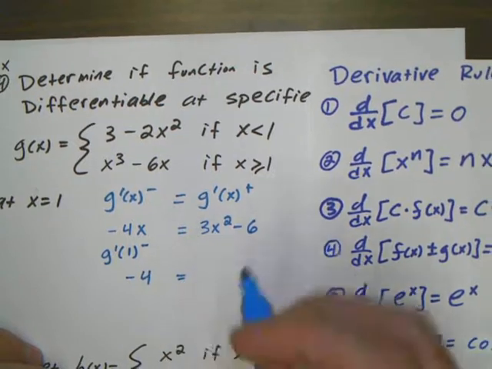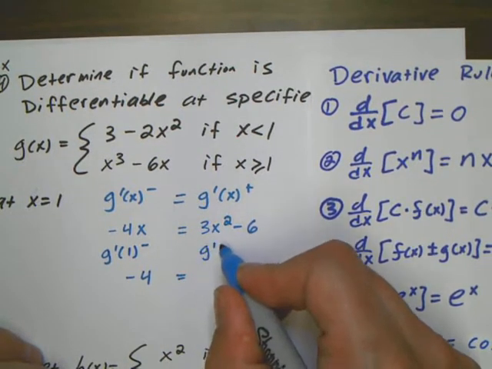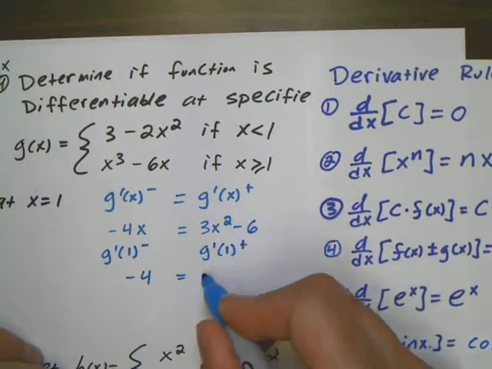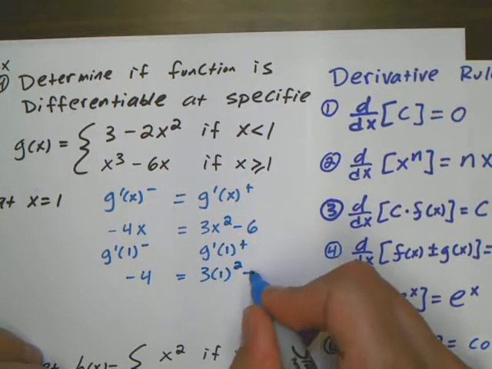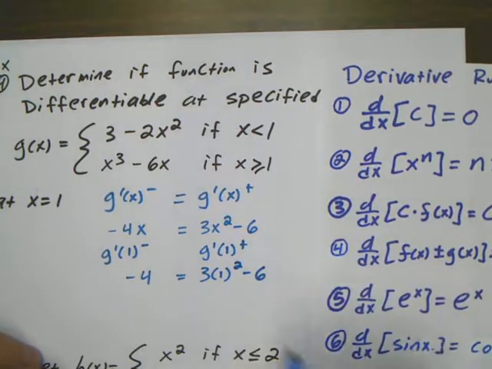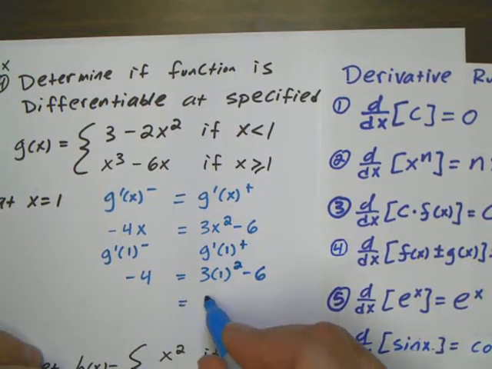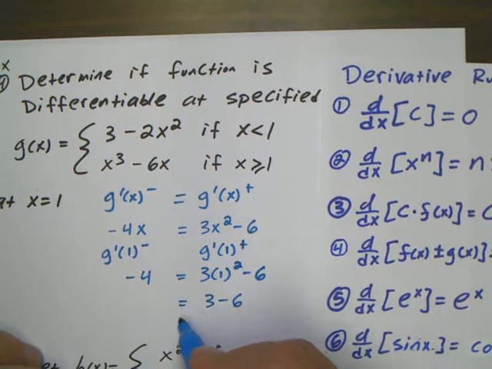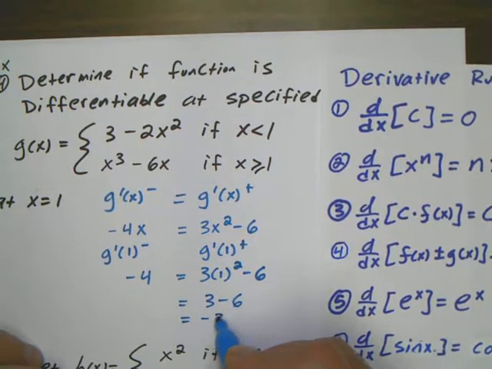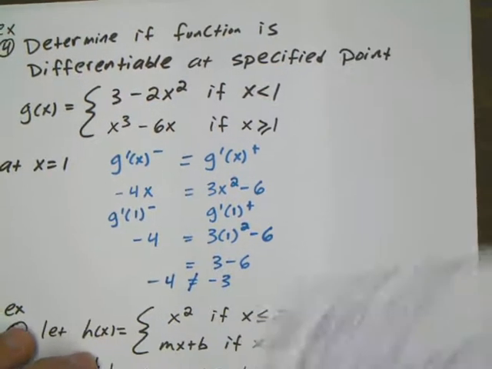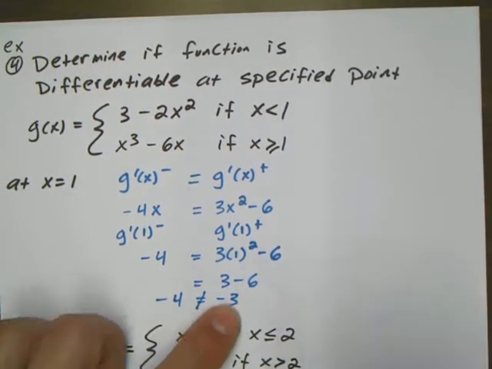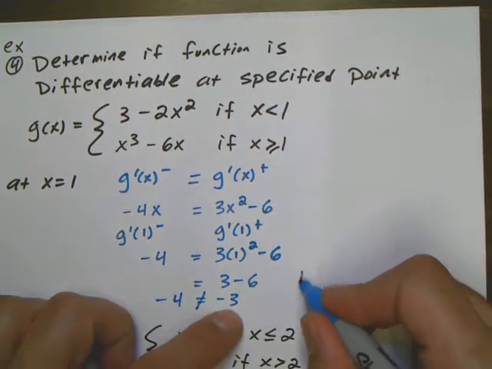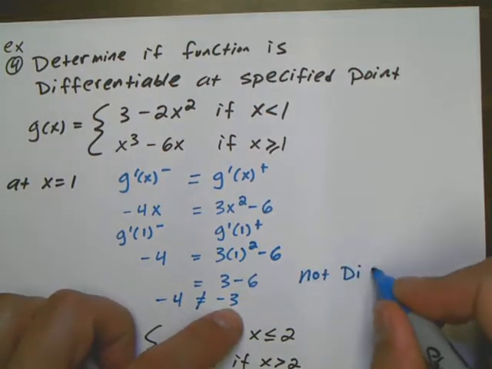I want to see if that's going to equal the derivative evaluated at 1 from the right, which is going to be 3 times 1 squared minus 6. So this is going to be 3 minus 6, which is going to be negative 3. That definitely is not the same thing as negative 4. So the derivative on the left does not equal the derivative on the right. So I can conclude that this is not differentiable.